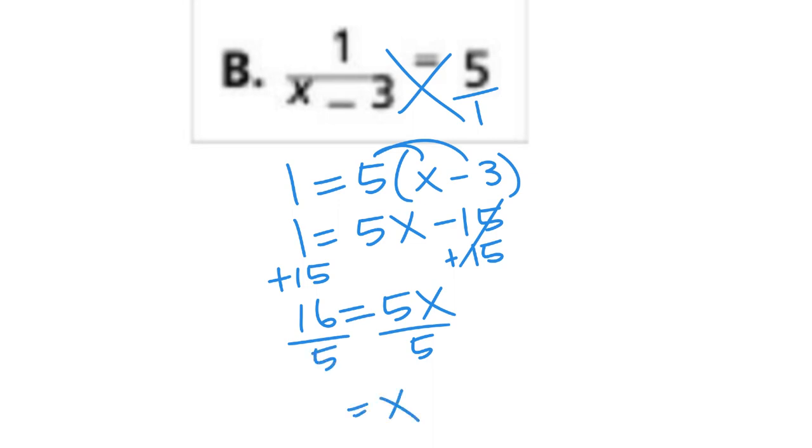Again, ugly fraction. If you want to put a decimal, you can. I personally just like to keep it as a fraction so I don't have to do any rounding. So I got 16 over 5.